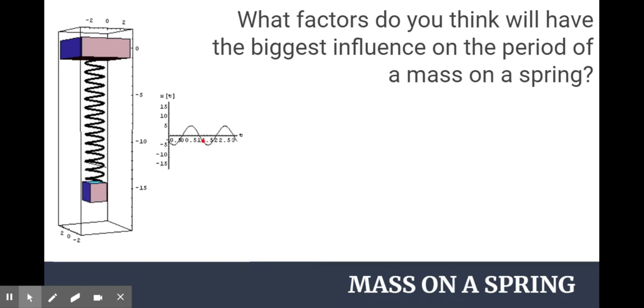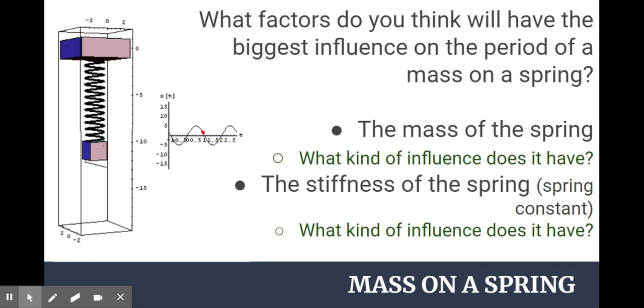What factors do you think are going to have the biggest influence on the period of this mass on a spring? So keep in mind, remember, period is the amount of time it takes for one complete cycle to occur. So we would start timing here, and we could stop timing here. That would be one cycle, so that would be the period. All right. What do you think has the biggest influence on the period for a mass on a spring?